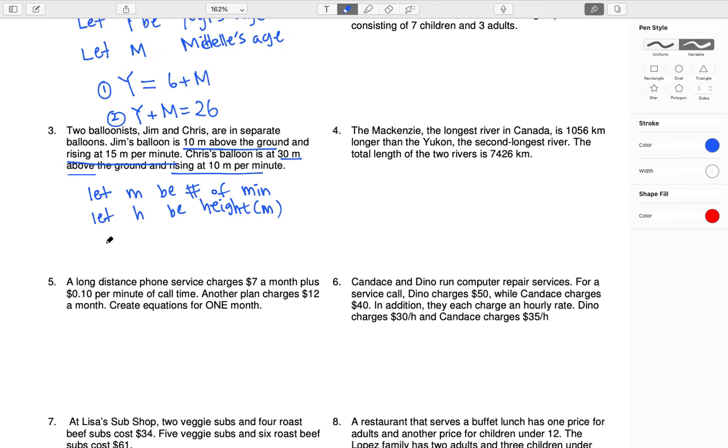So for the first, let's divide it into Jim and Chris. For Jim, the height is 10 meters above the ground, plus it's rising at 50 meters per minute. So per always represents slope, so 50m. On the other hand, for Chris, the height is equal to 30 meters plus 10 meters per minute, so 10m. Okay.